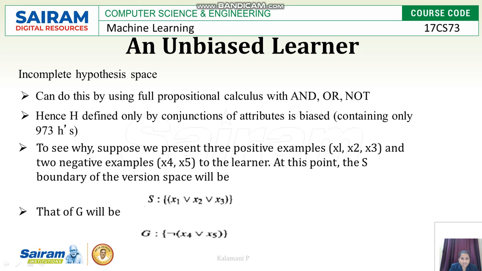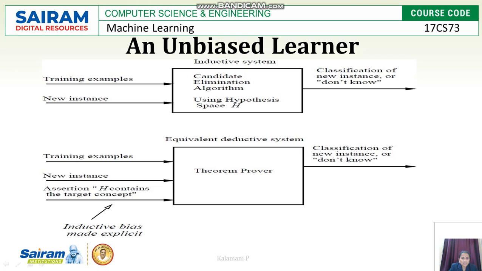Here we can use an incomplete hypothesis, using and, or, not. Here we have positive examples x1, x2, x3 and negative examples x4, x5. How are we going to specify the version space? S is x1 union x2 union x3, and for the negative training examples, the negation of x4 union x5. The negation indicates negative, while for positive we take a simple union. Negative means negation of x4 union x5, because x4 and x5 are negative training instances.